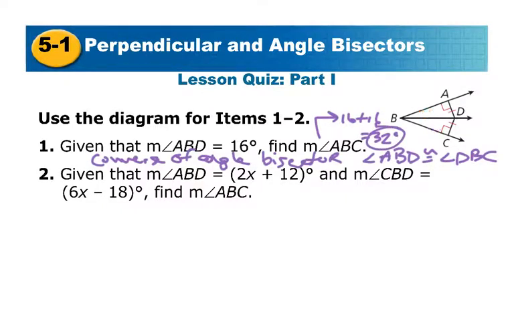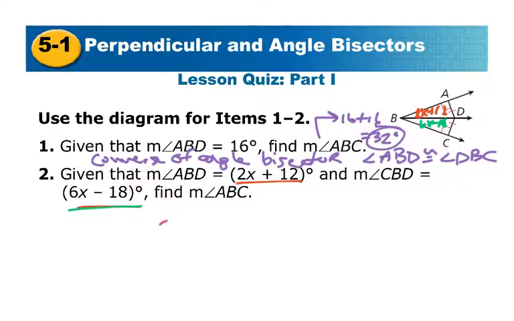Again, the same diagram is going to be used in the next one, so I can't necessarily keep those images there. But they're telling me that ABD, so that top one, is going to be 2x plus 12. And then the next one is going to be 6x minus 18 as the angle. And so just as we had before, those two are, of course, equal. If it was 16, then the other one's 16.